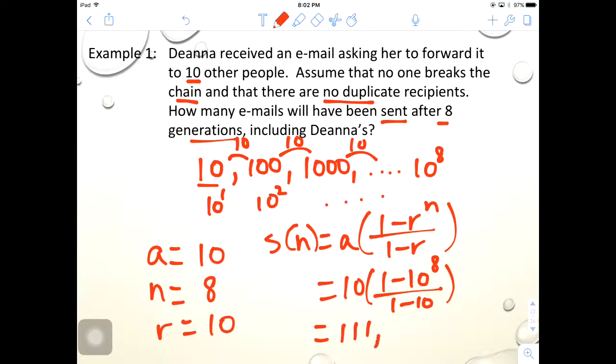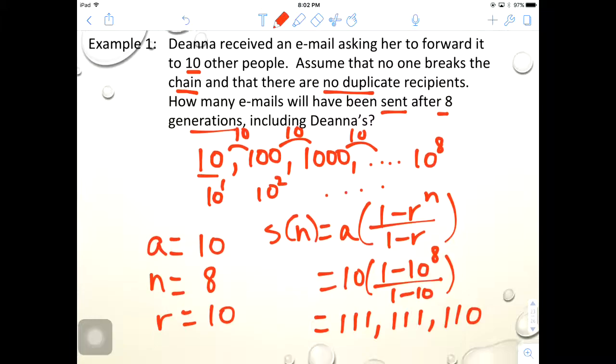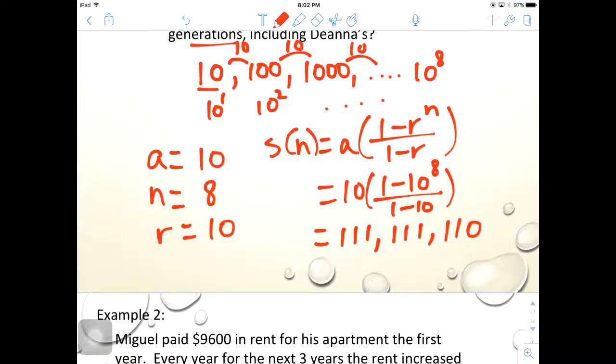111,111,110. So double check to make sure that that's the number you're getting.